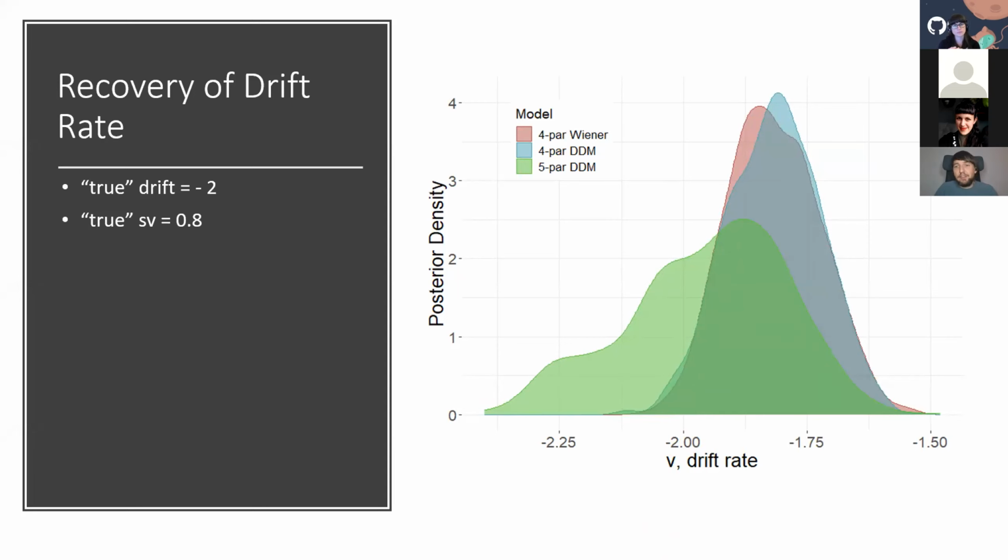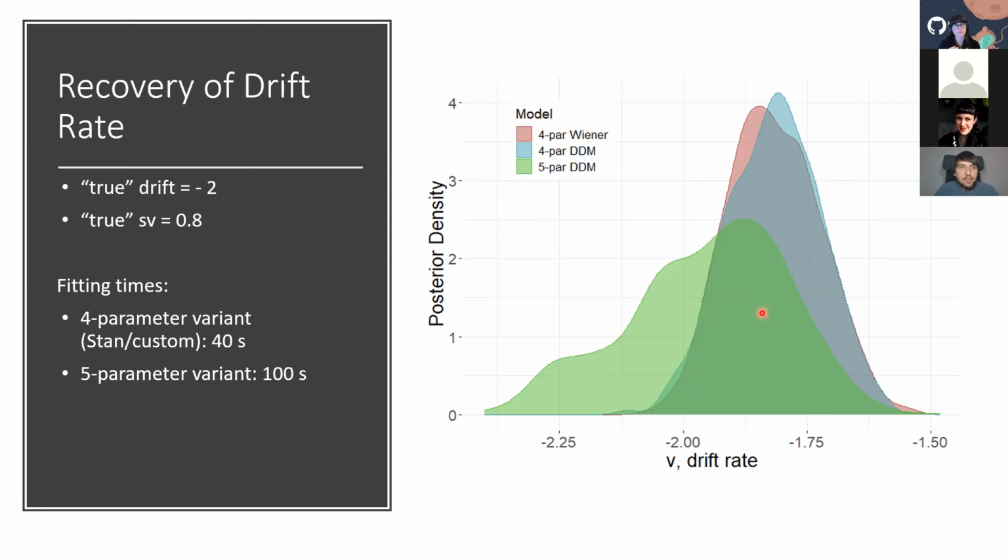They are slightly biased, but the distribution is a little bit tighter. Yeah, so that seems to work. One more thing I want to say here is fitting times. For the 4-parameter variant, it doesn't matter which variant you use, it takes roughly 40 seconds for this data set. However, for the 5-parameter variant, it takes more than double that. So adding the additional parameter increases fitting times quite a bit, by more than 100% so far.